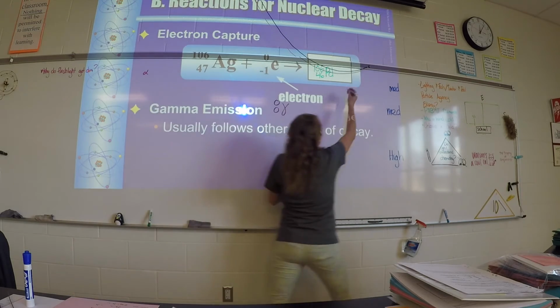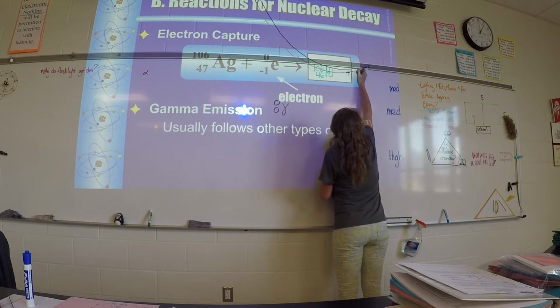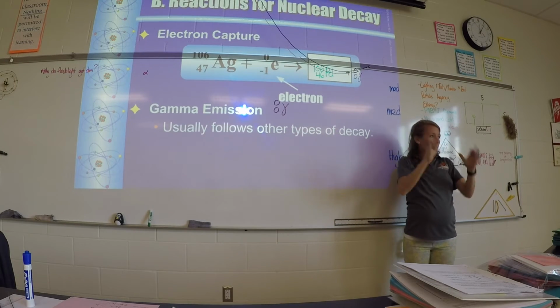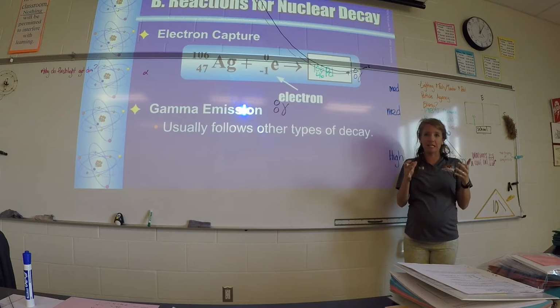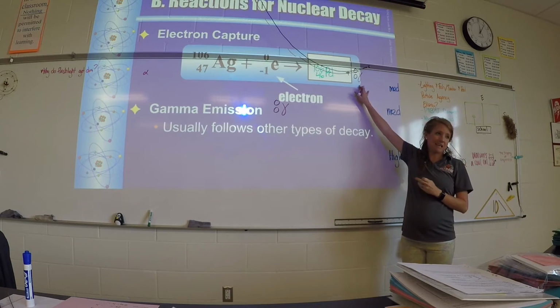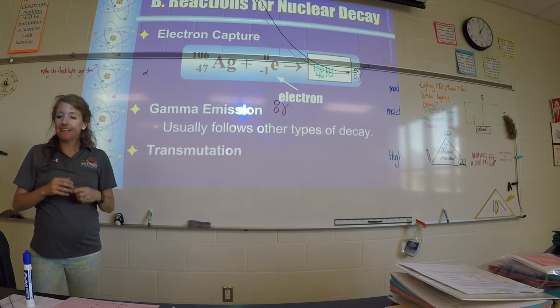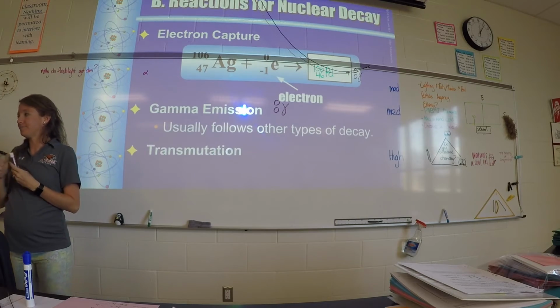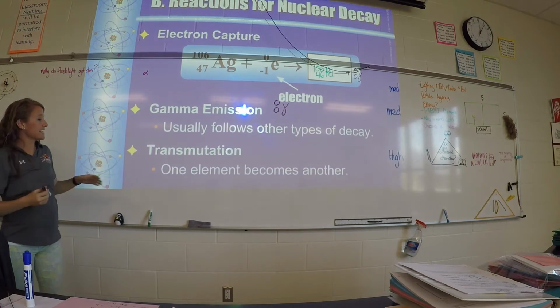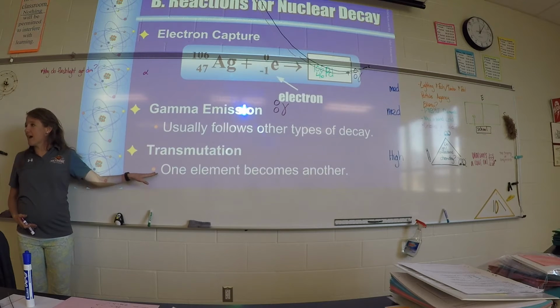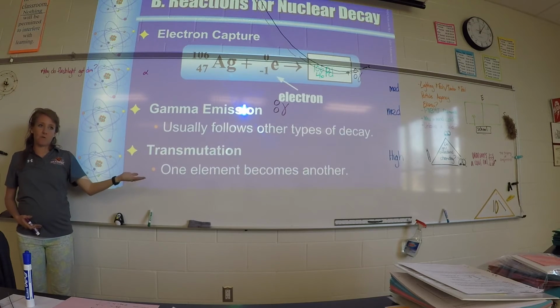So hypothetically, you could have that also be there. We won't worry about writing it in because it doesn't change anything, but recognize that it is there. And then the word for all of this is known as transmutation, where it's a process of one element actually turning into another one. So transmutation is the process of one element actually changing into a different one.